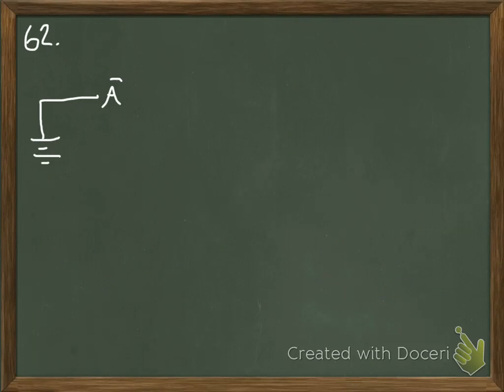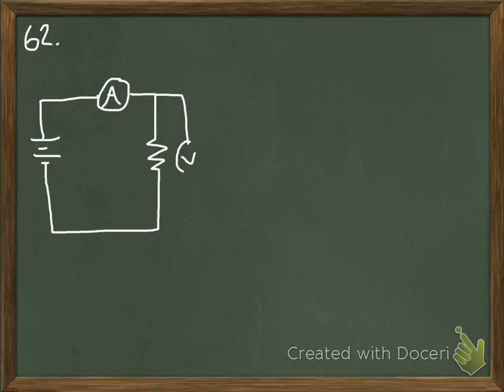In 62, we're given a circuit diagram. So this is something we haven't really done a lot of these problems in class, so I hope that this clarifies it for you. The first question is, what is the ammeter reading? So remember, the ammeter is just the thing that measures the amps, which is the current. So this is the ammeter right over here.